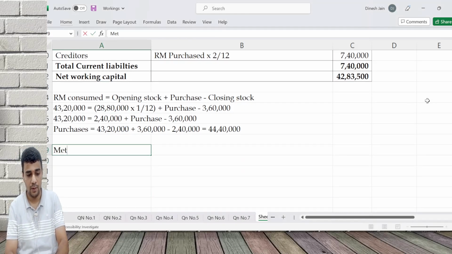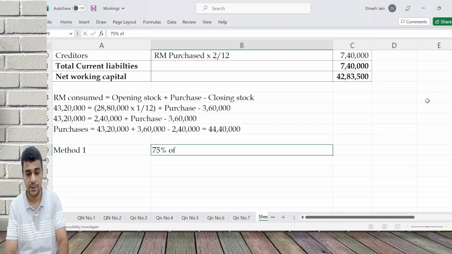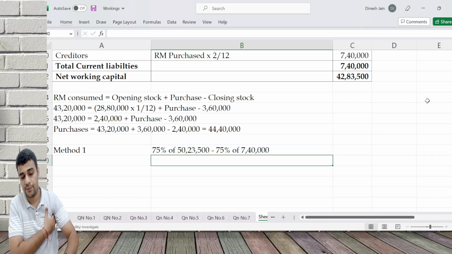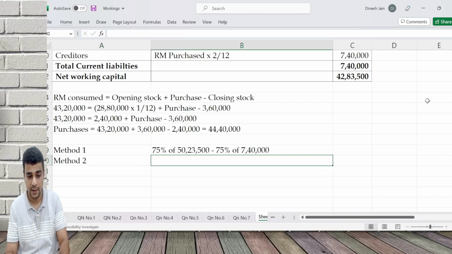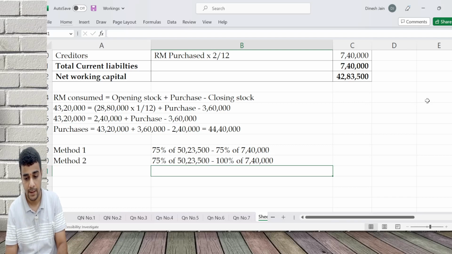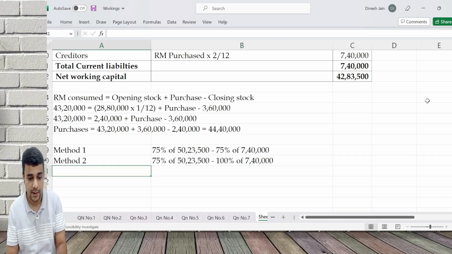Okay. Tandon committee norm, method one: 75% of current assets, 50,23,500, minus 75% of current liability. Method two is 75% of current assets minus 100% of current liability. Every method has its own way of doing it. As I had explained in my earlier set of videos, the basic objective is to have a current ratio of 1.33. In that logic, these formulas are devised.